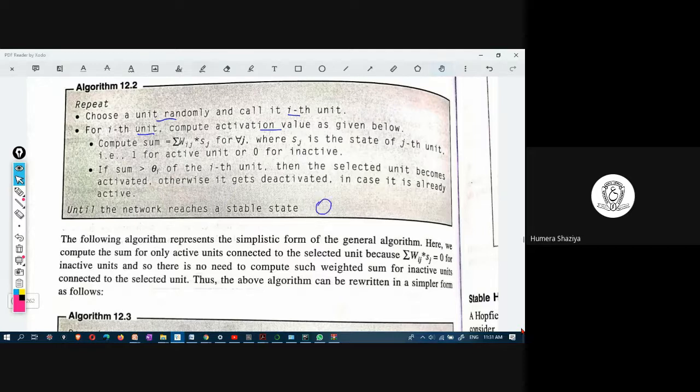Likewise, every node in this neural network would get activated and have an activation value, and based on that value, it might trigger an output. So for the ith unit, compute the activation value as given below. This is the formula for computation: sum of w sub ij into sj for all j, where sj is the state of the jth unit. For every node, this computation of activation is to be done, and if the sum is greater than some threshold value theta sub i of the ith unit, then the selected unit becomes activated.